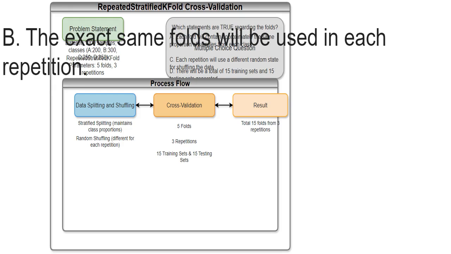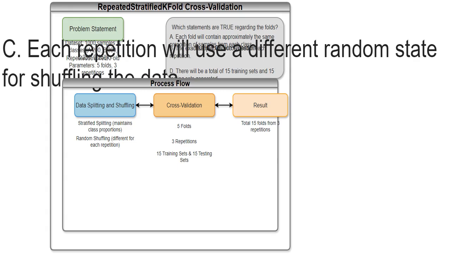The second option claims that the folds will be identical across all 3 repetitions. This is a critical point to test the understanding of how the "repeated stratified K-fold" function incorporates randomness. This option explores the role of randomness in the repetition process. "Repeated stratified K-fold" shuffles data before splitting it into folds in each repetition. It asks whether this random shuffling is different for each repetition.